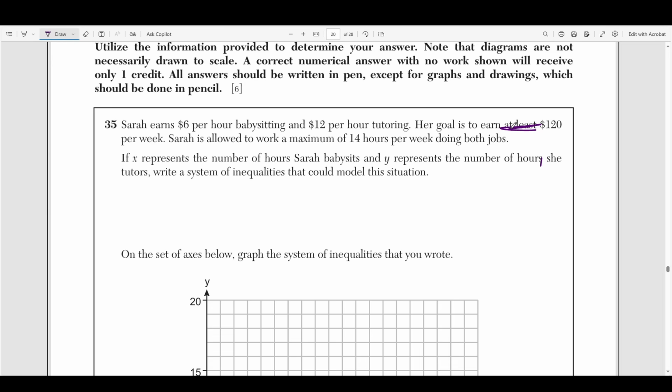If X represents the number of hours Sarah babysits and Y represents the number of hours that she tutors, write a system of inequalities that can model the situation. So notice here, they're not asking for a system of equations, but a system of inequalities.